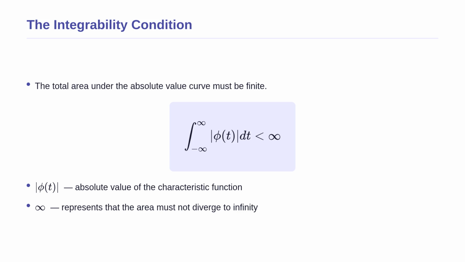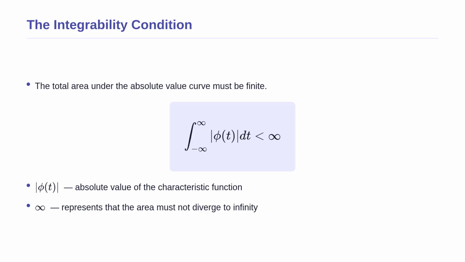So, what exactly does absolute integrability look like mathematically? Here is the condition. It states that if you take the absolute value of the characteristic function, phi of t, and calculate the total area under its curve from negative infinity to positive infinity, the result must be strictly less than infinity. In plain English, the area must be a finite number.